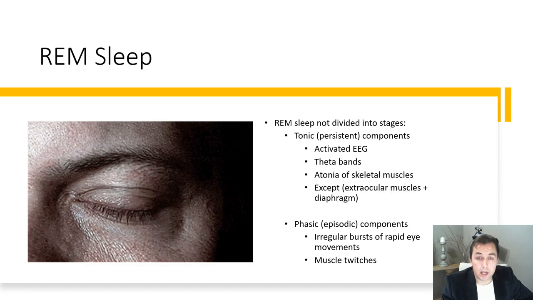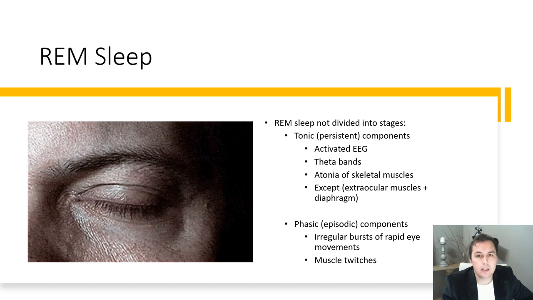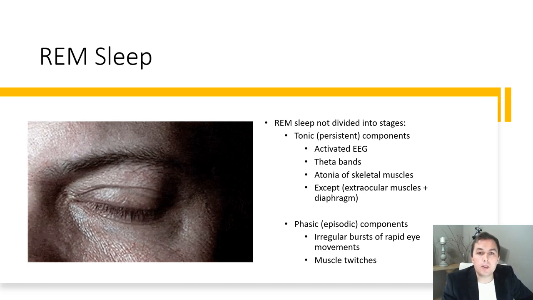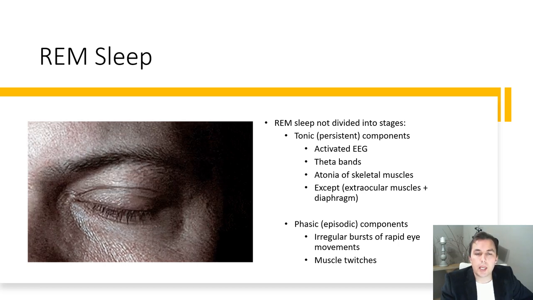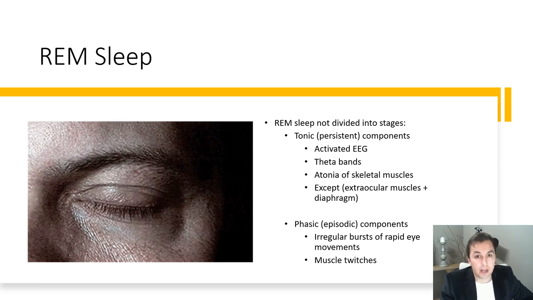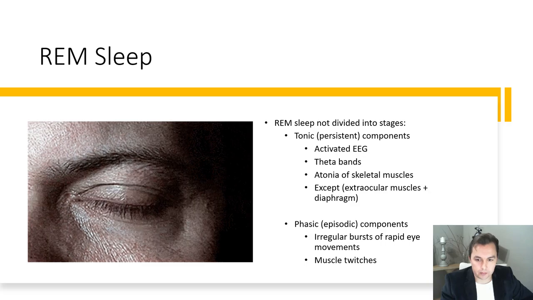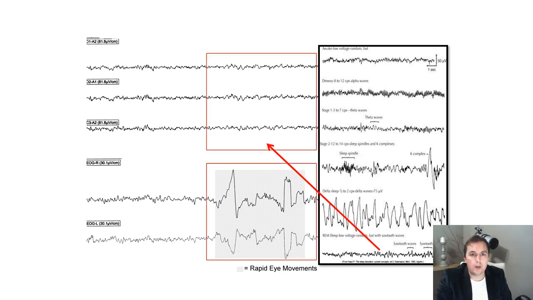So REM sleep is not divided into stages, but it is rather described in terms of its tonic and phasic components. The tonic aspects of REM sleep include the activated EEG patterns, similar to that of stage 1 sleep, which may exhibit increased activity in the theta range, with a generalized atonia of skeletal muscles, except for the extraocular muscles and the diaphragm. The phasic features of REM include irregular bursts of rapid eye movements and muscle twitches. As we can see here on this EEG pattern of REM sleep, we can appreciate these sawtooth waves on a relatively low voltage mixed frequency EEG background activity.